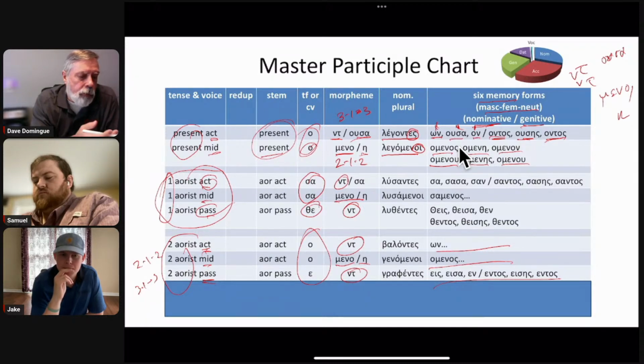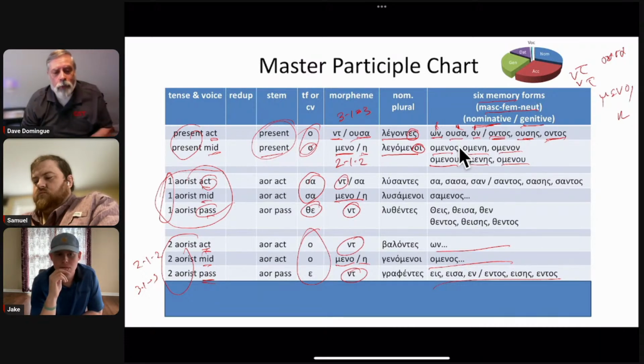We're used to active: Jake hit the ball. We're used to passive: Jake was hit by the ball. Okay, we have to put a helping word, was hit. If the verb is hit, was is the helping verb, was hit, to show passiveness. Greek doesn't need to do that, but we do that in English as well.